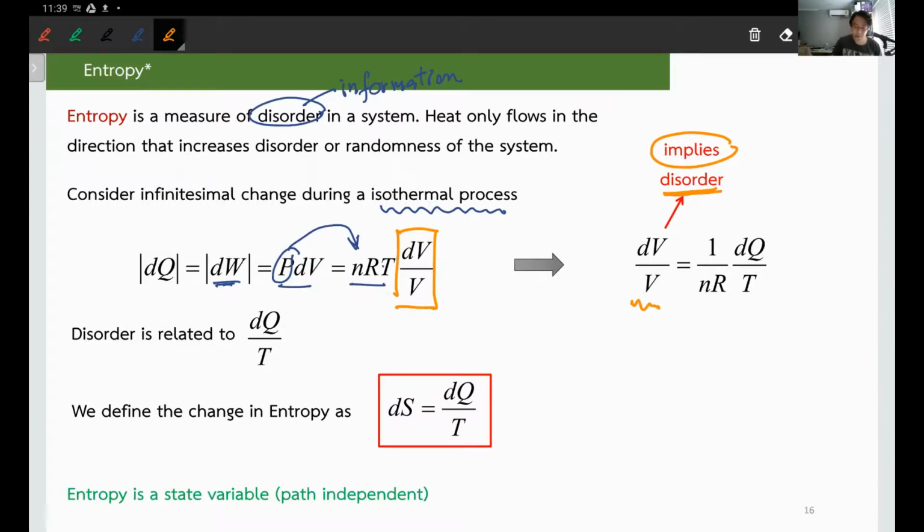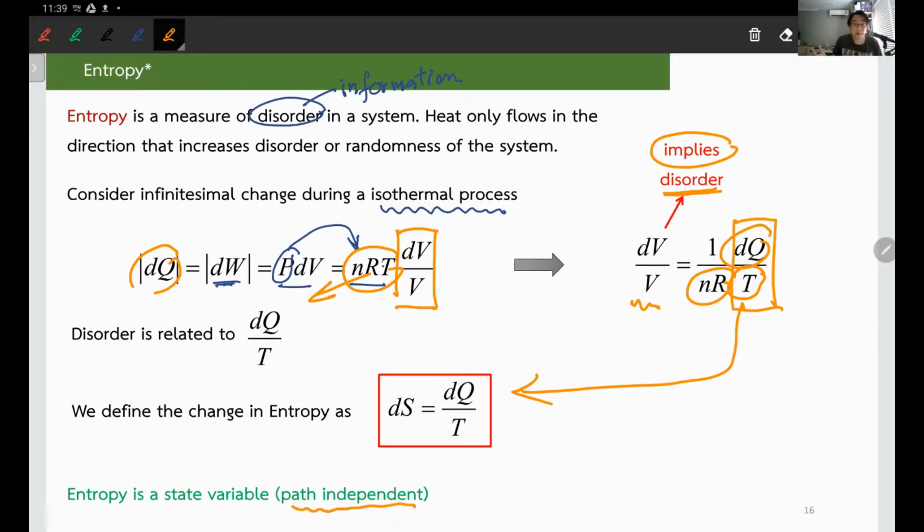And using this, I just turn NRT to the left-hand side, over here. So I can say that dV over V is just the heat involved in this process divided by NR and the T right here. And it turns out this pair right there is a quantity that is independent of path. Nice. So this one is like energy. Right, the energy, we don't care about the path, it's path independent.